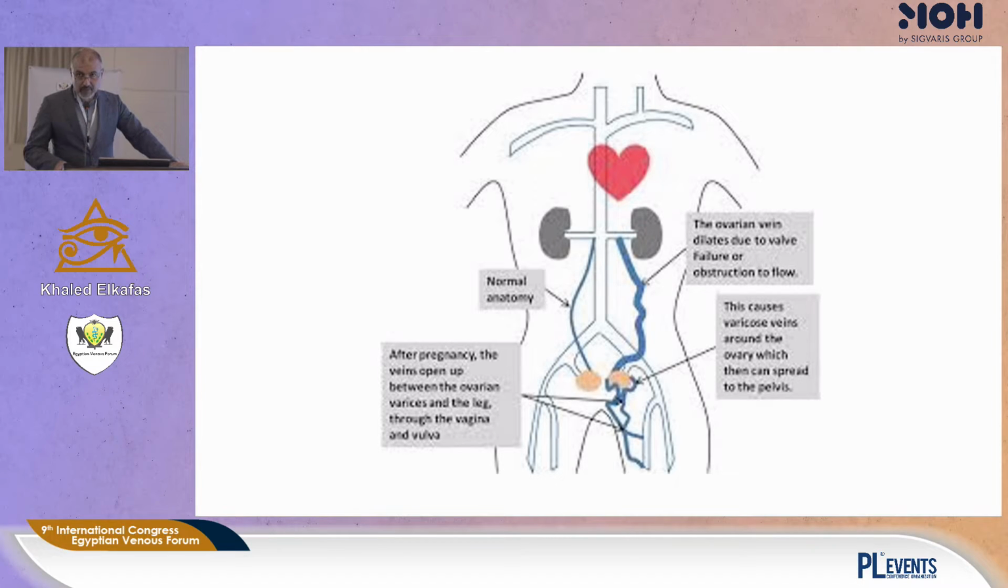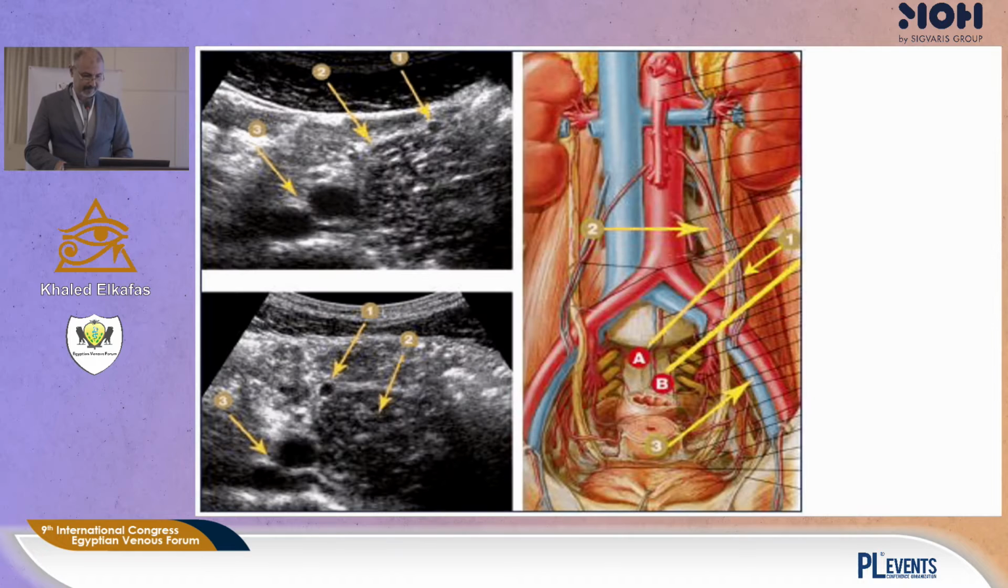As we all know, regarding the anatomical course of the ovarian veins, the right ovarian vein drains into the IVC at an acute angle, while the left ovarian vein drains into the left renal vein at a more right angle. So according to this anatomical difference, it's more likely to have venous reflux into the left ovarian vein.